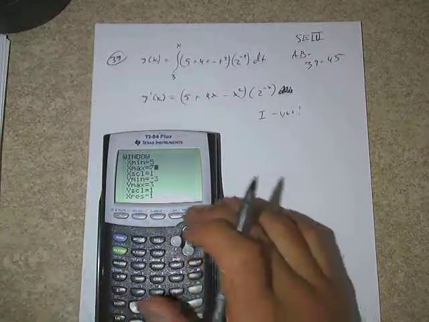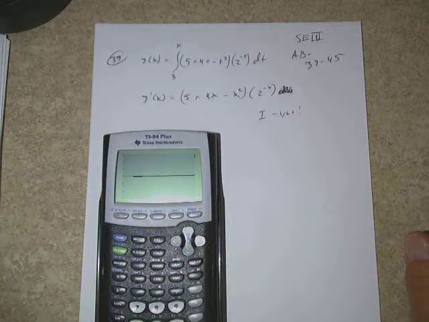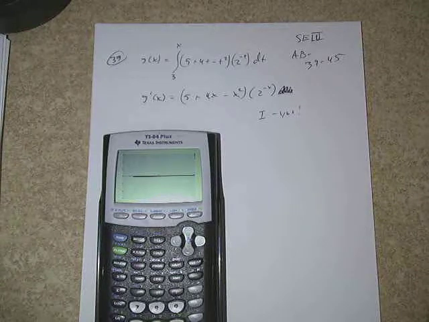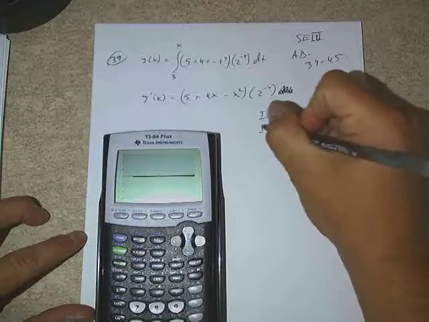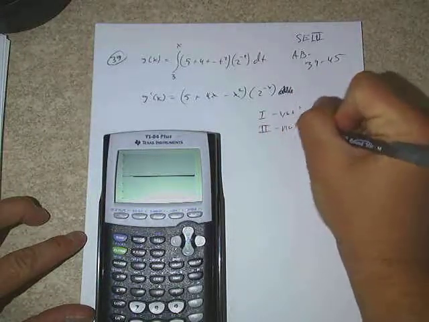If we change our window to from 5 to 7, we can see that the derivative has negative values. So would g be increasing on 5 to 7? No.